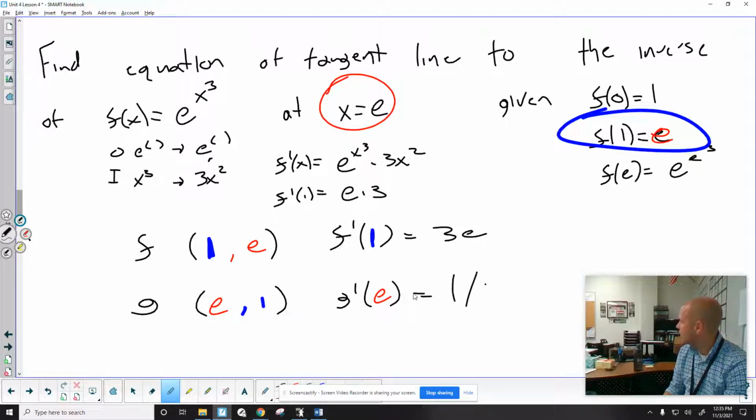This is 1 over 3e. Type it in like that, that's fine. Though, yeah, just type it in like that. Okay?